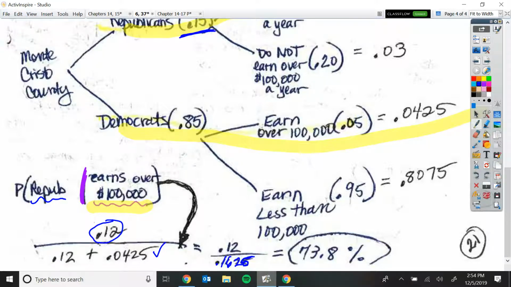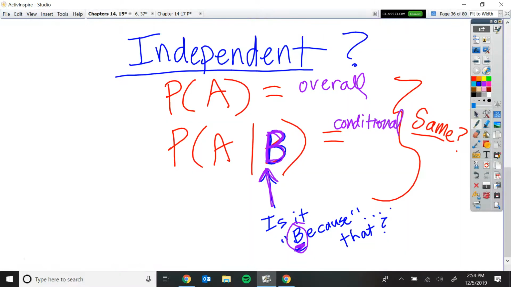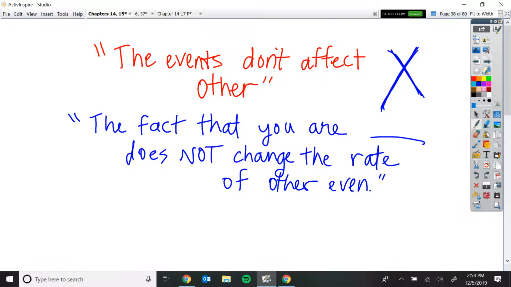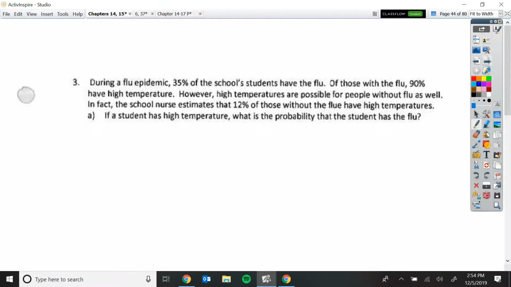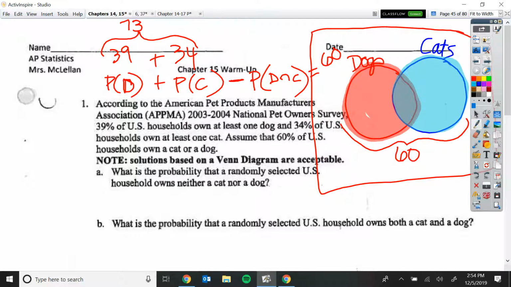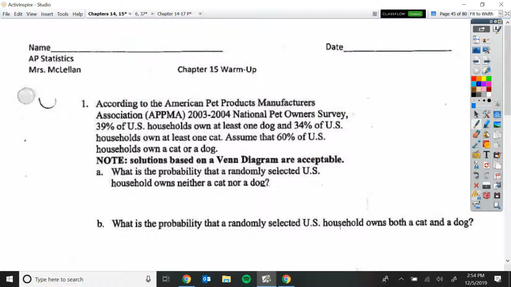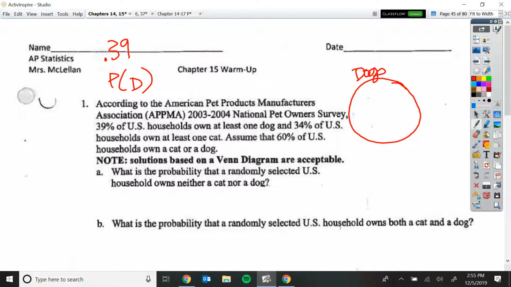All right, so I want to talk about this first problem on the warm up because it's actually throwing in a problem different than we've ever seen before, but we should be able to deduce what's going on. So let's take a look. So first of all, we know that we've got dog owners in the US, and this total circle here is 39%. So we know the proportion of all dog owners in the United States is 0.39.